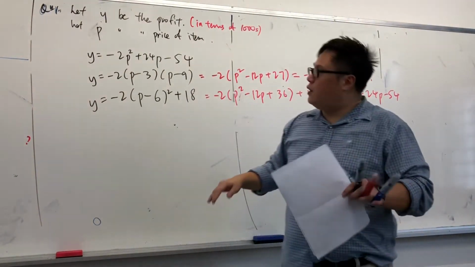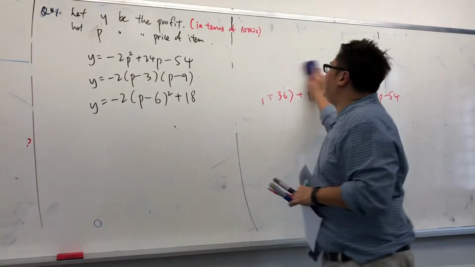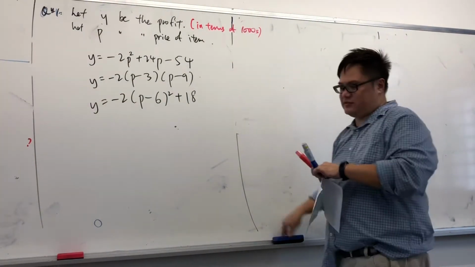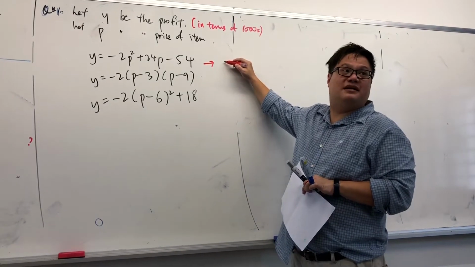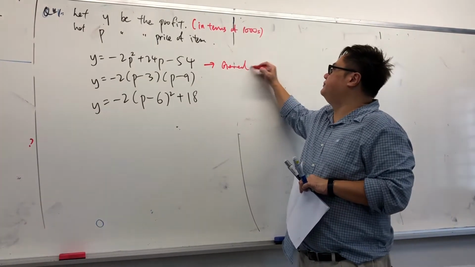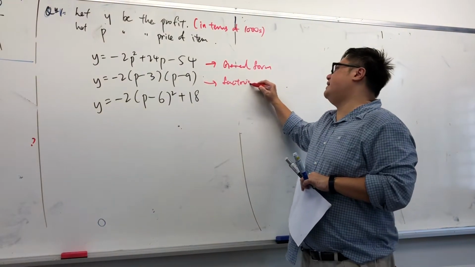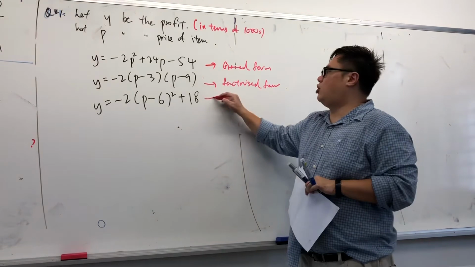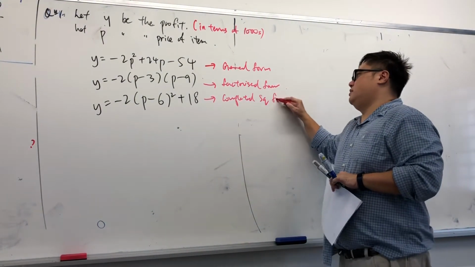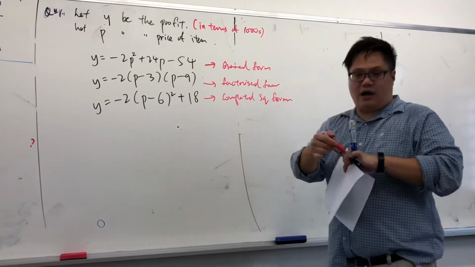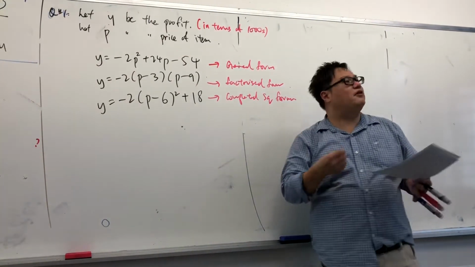Okay, so we just take a look at these three forms. Let us recognize them first. What form is the first one? Everybody, what form is this? General form. The second form is factorized form. And then the last one is completed the square form, right? Completed square form. Okay, so all three forms are the same equation, but each of them have their own affordances.